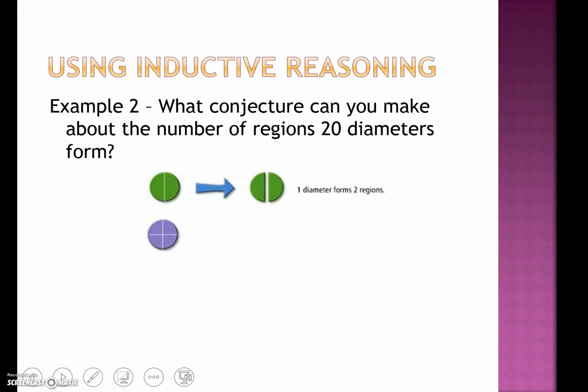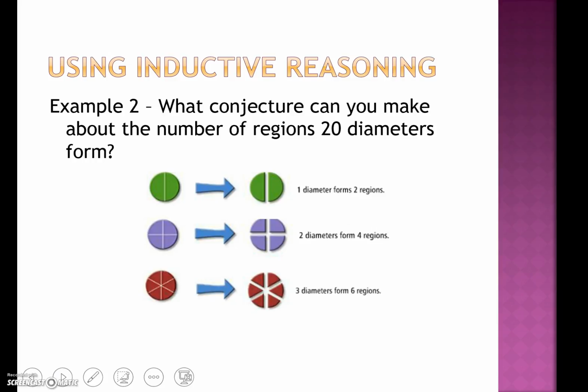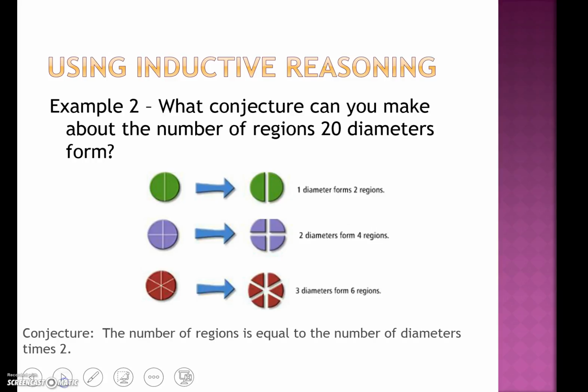So let's see what we can do. Well, if I do 2 of them, I'm noticing I now have 4 regions. How about if I do 3? I'm noticing I have 6 regions. So what I'm seeing here is that there is a clear pattern going on. 1 diameter forms 2 regions. 2 goes to 4. 3 goes to 6. And what I see is that the number of regions is equal to the number of diameters times 2. So I can say R is equal to the number of diameters times 2.